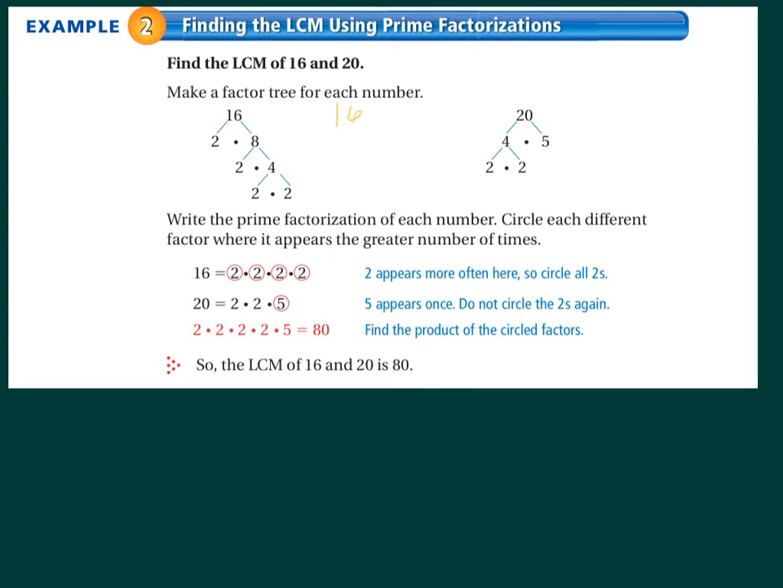So 16, if I ladder it out, we can divide by 2. We get 8. By 2 again, we get 4. 2 again, we get 2, and 2 again, we get our 1 that we need. So 16, the ladder method gives us 2 times 2 times 2 times 2.